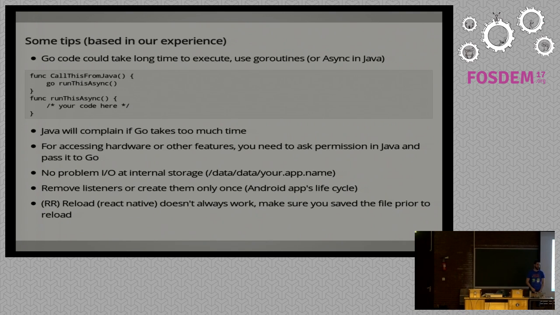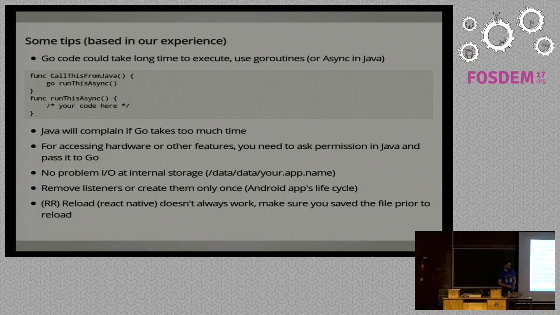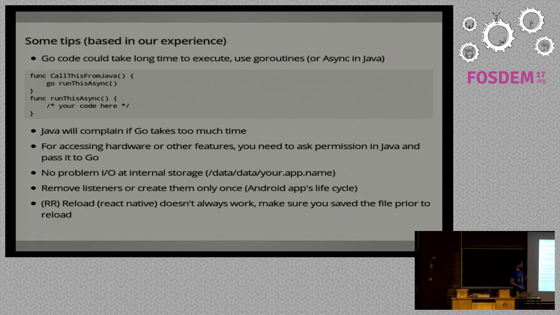Go code may take some time if you are doing some big calculation or something. In our case, it was communication with the device. It could take some time to get a response, and Java will complain. To avoid that, you could use a goroutine. Once you call your Go code, you just start a routine, so the function returns directly to Java and you don't get another complaint. Or use an async class in Java for that, if you are communicating or maybe downloading or uploading files.